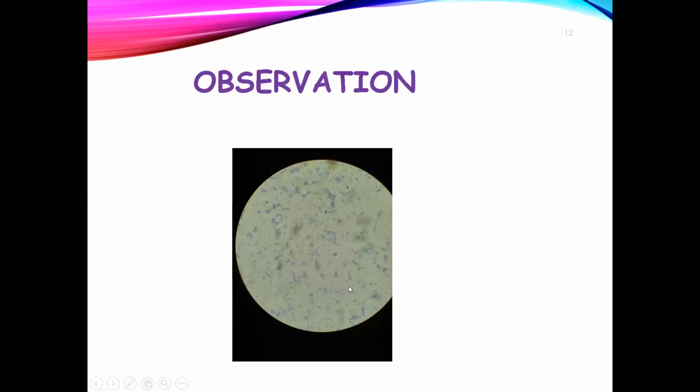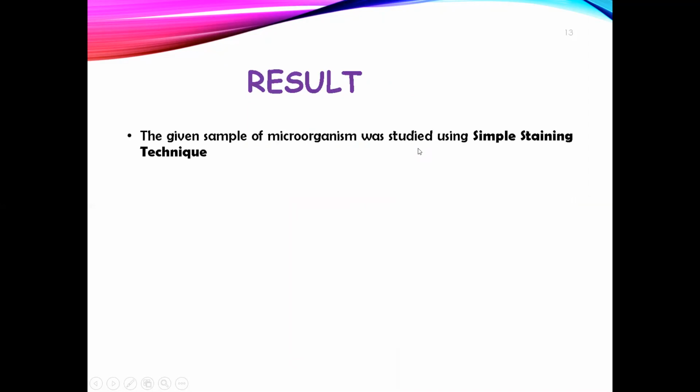And what is the observation? When we observed the E. coli under the oil immersion microscope, blue colored rod shaped bacteria were observed. So likewise you have to write the observation, and the result is: the given sample of microorganism was studied using the simple staining technique.